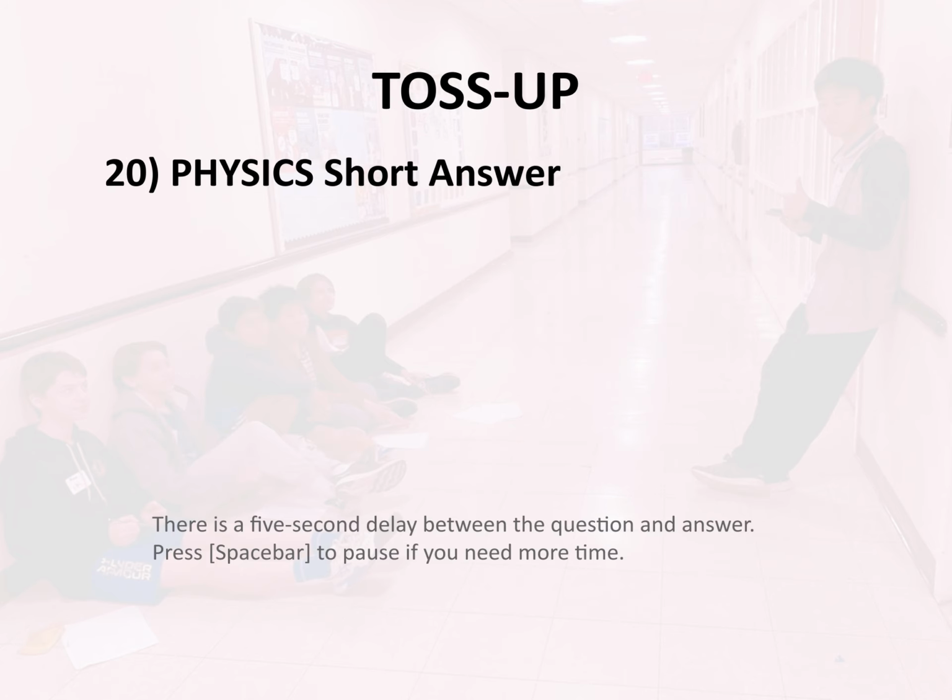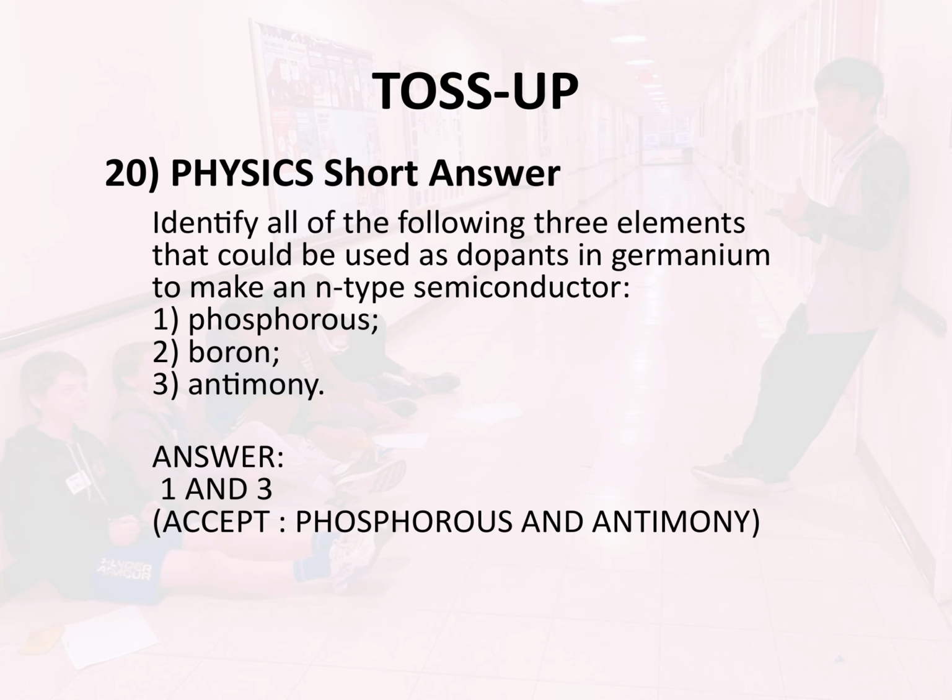Toss-up 20. Physics. Short answer: identify all of the following three elements that could be used as dopants in germanium to make an N-type semiconductor. 1. Phosphorus. 2. Boron. 3. Antimony. Answer: 1 and 3.